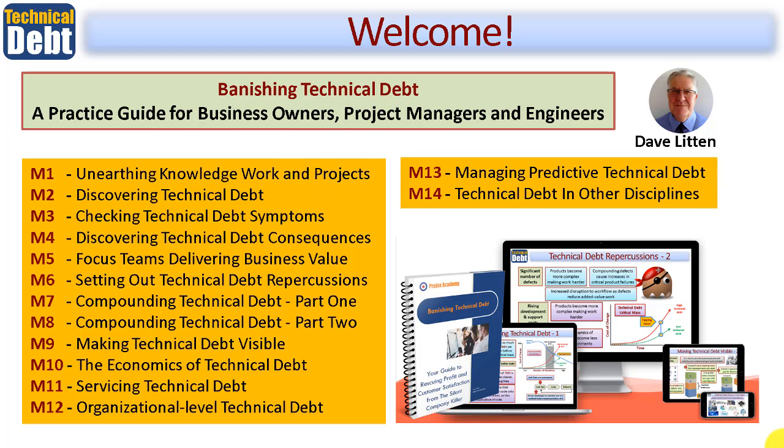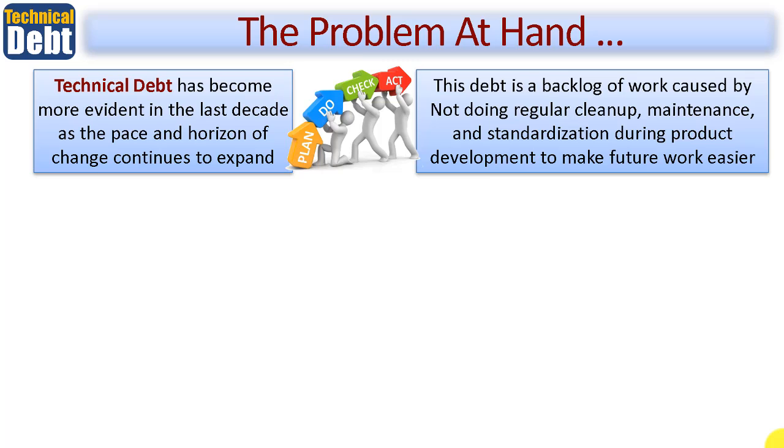So next, let's you and I look at the problem at hand. Now, technical debt has become more evident over the past decade, as of course the pace and horizon of change continues to expand. This causes the drive for all organizations to meet that change and get their products and services out in the marketplace as soon as possible. So you see, the debt itself is a backlog of work caused by not doing regular cleanup, maintenance, and standardization during product development in order to make future work easier.